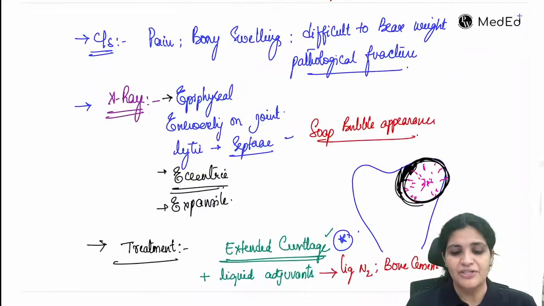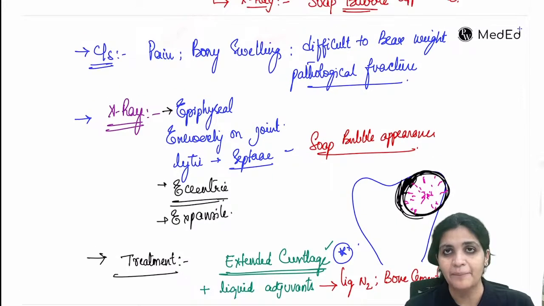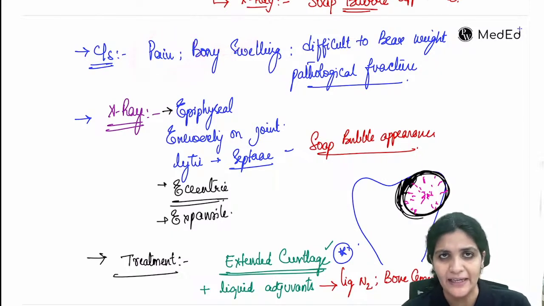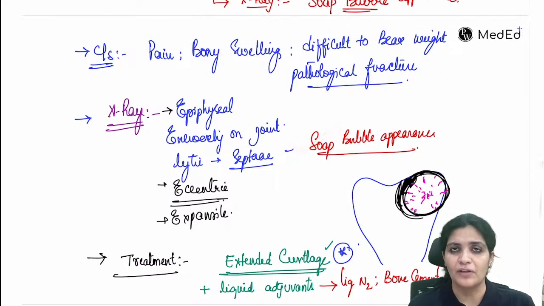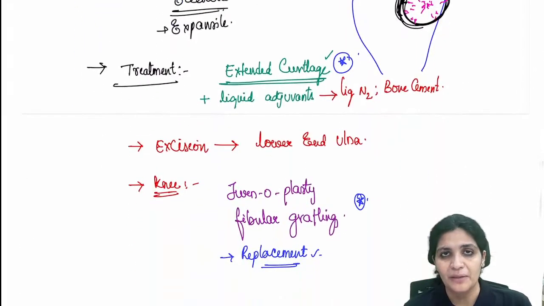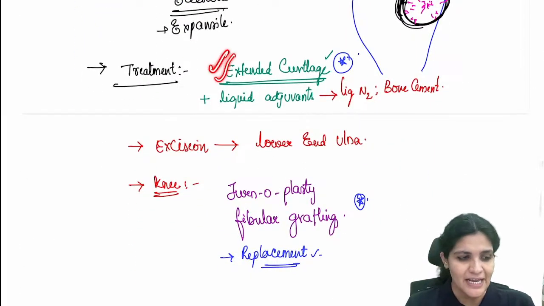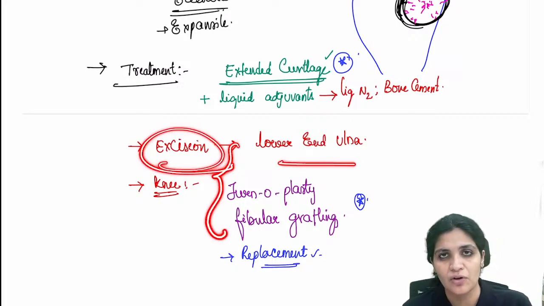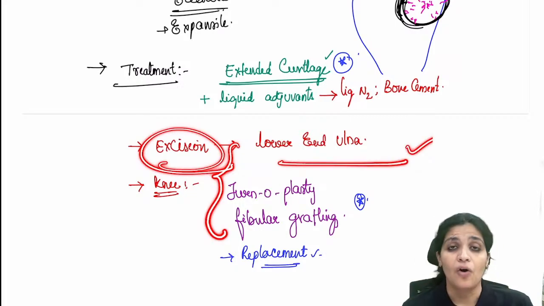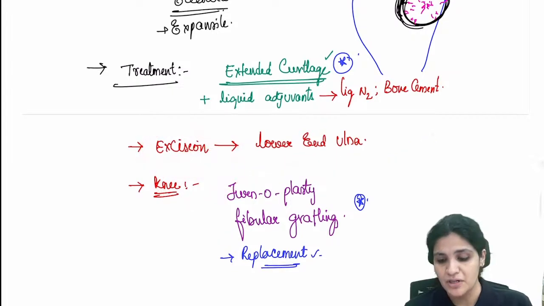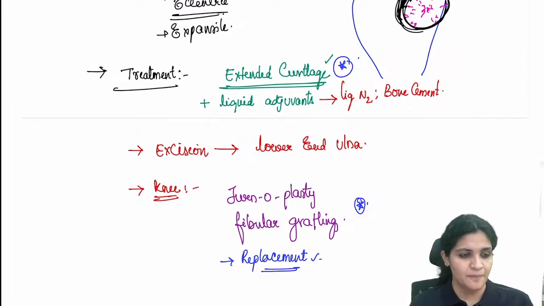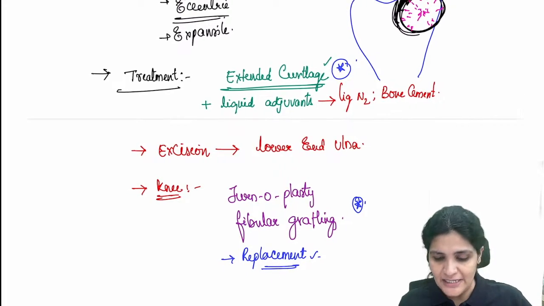Clinically, they mainly present with pain and bone swelling. It is not very common to see a pathological fracture, but they present with pain and bone swelling. On X-ray you see all these features, and then you go for treatment. The most important treatment is extended curettage, and then there are surgeries where you go for excision. If the joint is not involved, you can go for excision, or if the joint is involved, you can do certain procedures like tunoplasty or tubular grafting. So that is about your giant cell tumors.